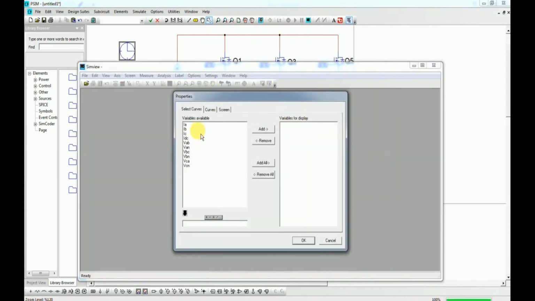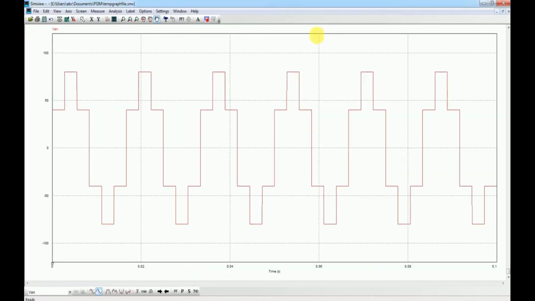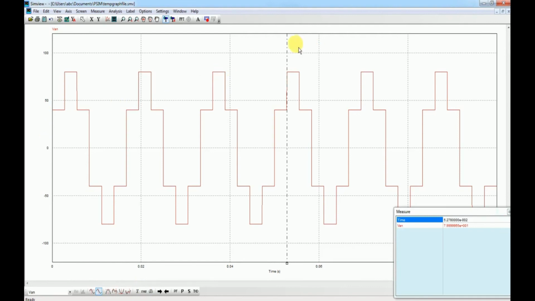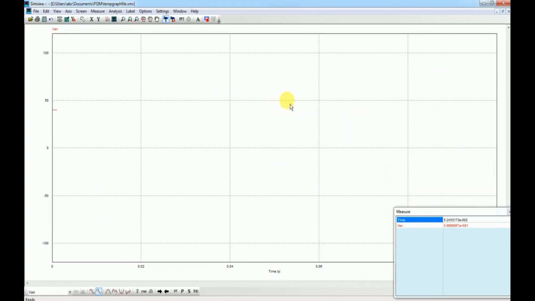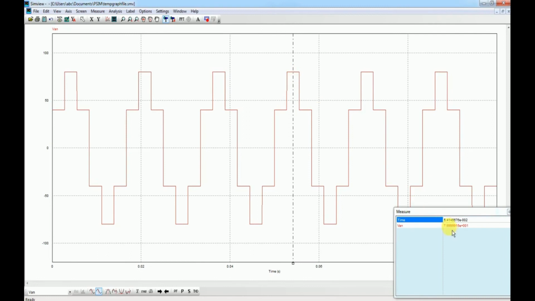Now that the simulation is over, I have these variables available that can be plotted here. Let us plot VAN. You can see here that VAN has three different steps during the positive half cycle and three different steps during the negative half cycle, so what we studied in our theory is validated in the simulation as well. The voltage here at this particular point is equal to 40 volts, which is 1 by 3 of the VDC that we were expecting during the first step. The voltage here is 2 by 3 of VDC, and that is equal to 80 volts.